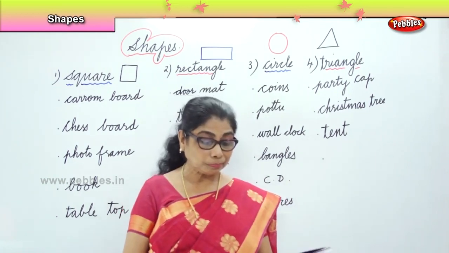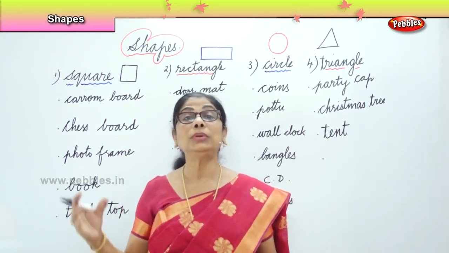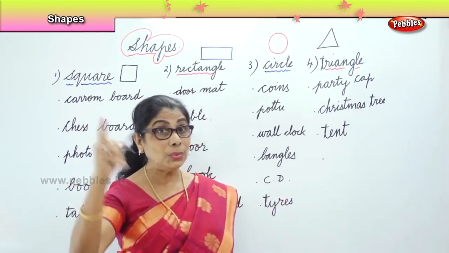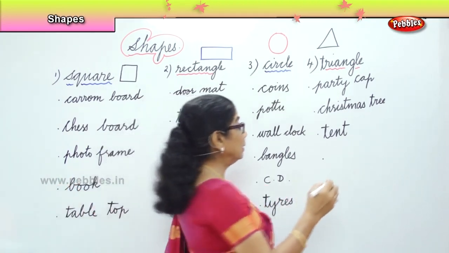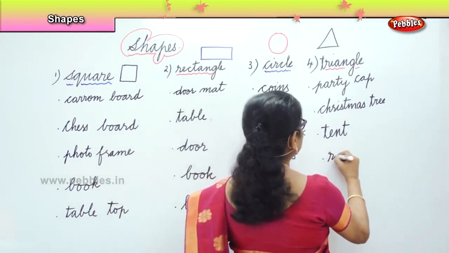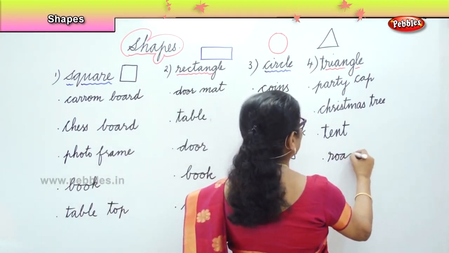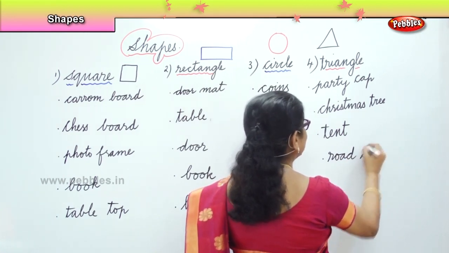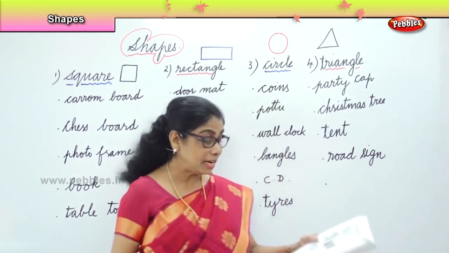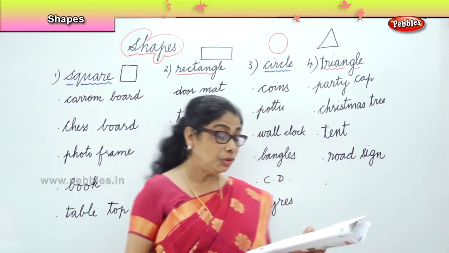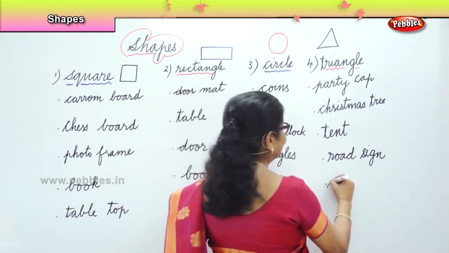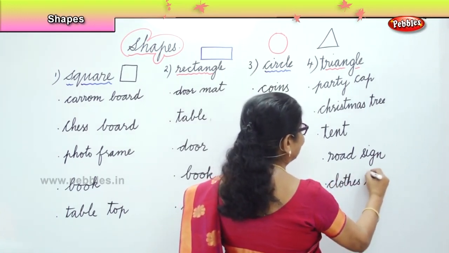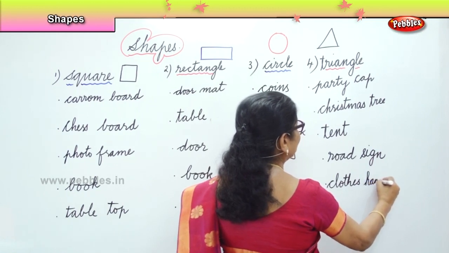What else? You see the board sign outside. School nearby. The school sign. Huh? That is the road signal, road sign. School nearby. Can you see, have you seen? That is triangular in shape. And finally, your clothes hanger. Very good. Your clothes hanger. You hang your clothes, you know.